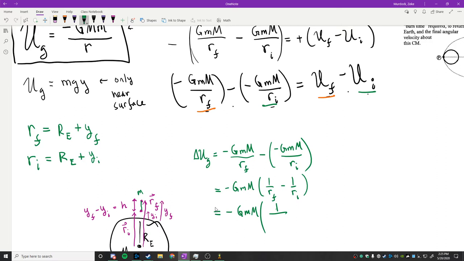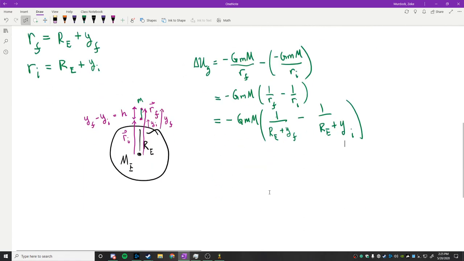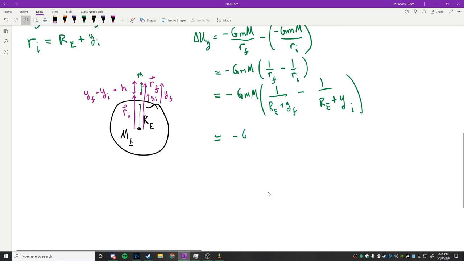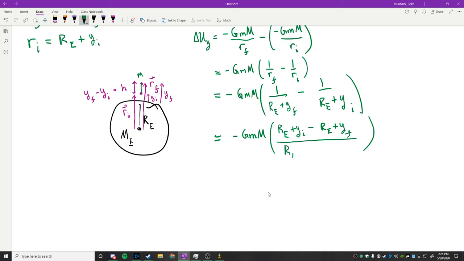Yep, that looks right. Okay, so we get 1 over the radius of the Earth plus y final, minus 1 over the radius of the Earth plus y initial. This has to work. There's no way it doesn't work, right? I'm very confident about this. All right, what do we have to do here? Well, if I want to add these together, I'm going to have to do something like this: radius of the Earth plus y initial minus radius of the Earth plus y final, divided by the radius of the Earth plus y final times the radius of the Earth plus y initial. I'm just combining the denominators here.